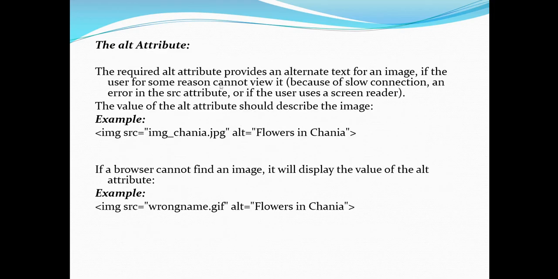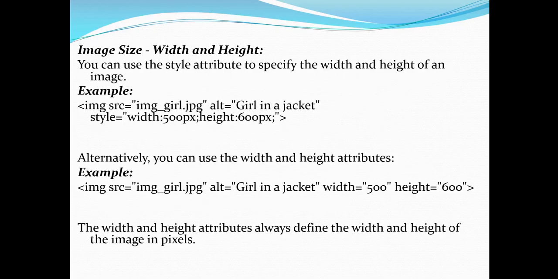For the alt attribute, that is the alternate text. If your connection is not working properly and there is an error, or the browser is not able to find the image, it is going to take that alternate text and display it on the screen. You can also change the width and height of the image. For that we use the style attribute, and in that we specify the width and height.